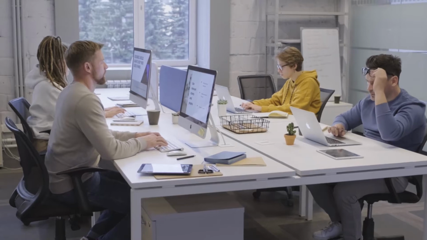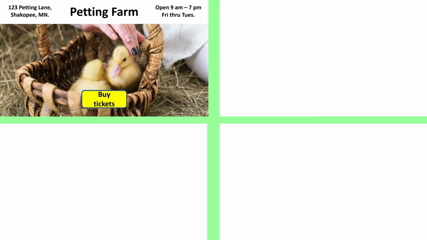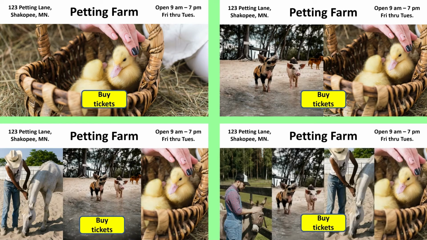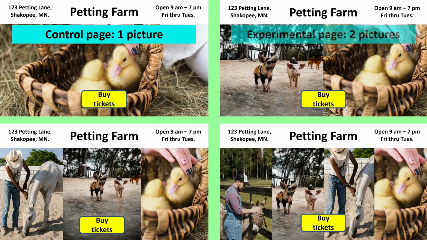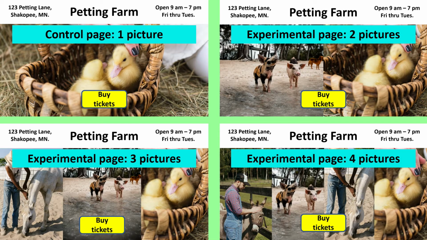Several of our partners designed 4 new web pages with more pictures. These are the 4 new pages. Since we currently have 1 picture on the homepage, that will be our control. We'll have 3 experimental groups, each with a different number of photos. Please note that the only difference among the pages is the number of photos.